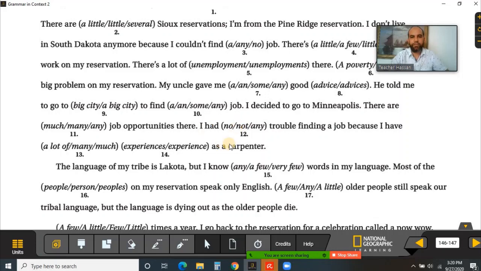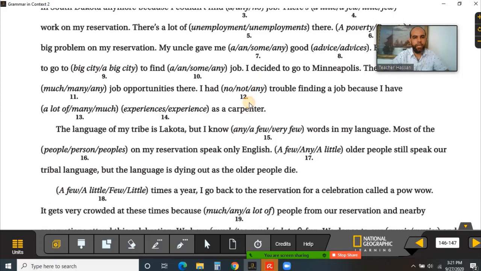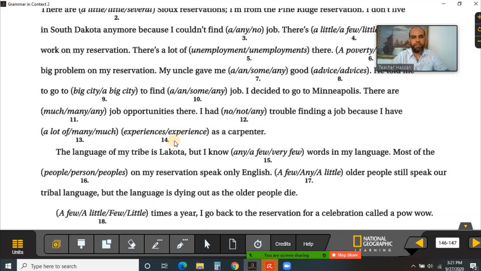I did not have any trouble. Okay, so not doesn't go alone as no. And any, the sentence is not negative, therefore any does not work. I had no trouble finding a job because I had a lot of, much, experience as a carpenter. Now the correct answer for 14 is experience, because experience is one of the nouns that can be either a countable or uncountable noun, depending on the context, of course. In this context specifically, experience is uncountable, so we have to pick this one.